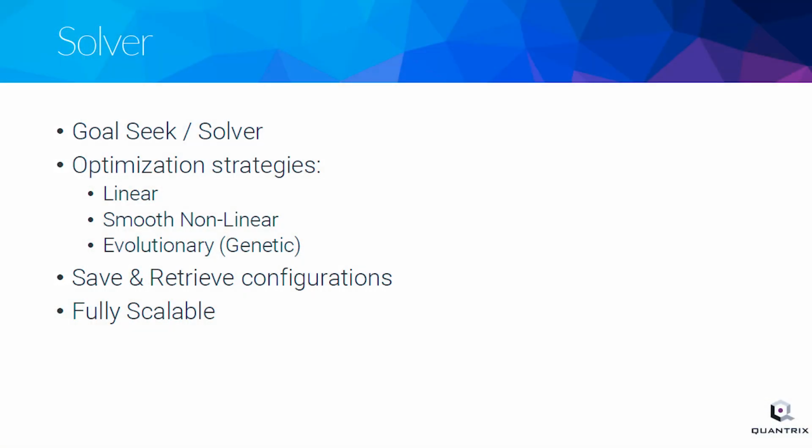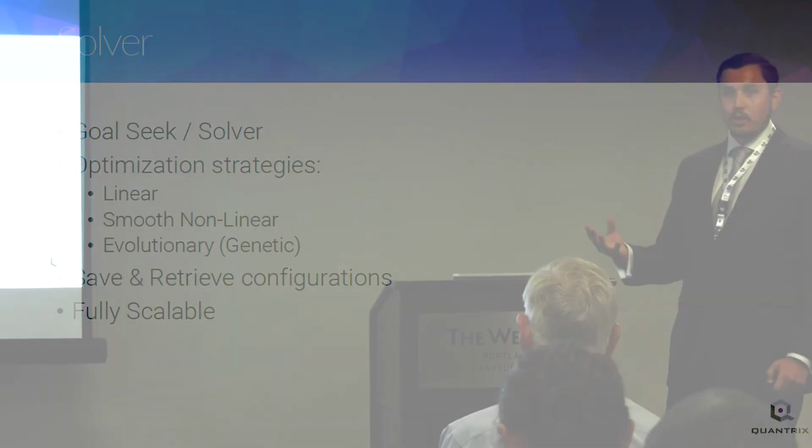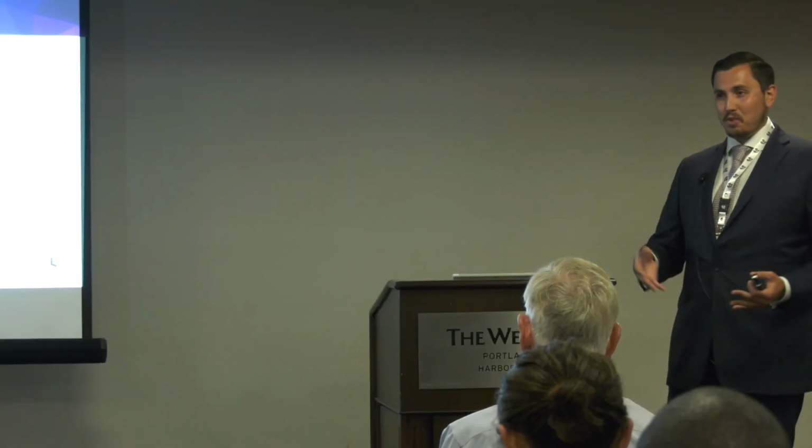Evolutionary or genetic algorithms, they'll also be available out of the box in Quantrix, so you'll be able to implement these into your models. The configurations are savable and retrievable. They're saved in the model, so you can configure an optimization for a user to effectively just run, and they don't have to go into some cells and copy and paste a load of parameters and load them into a thing. You can set it up and have it ready to run by your users.